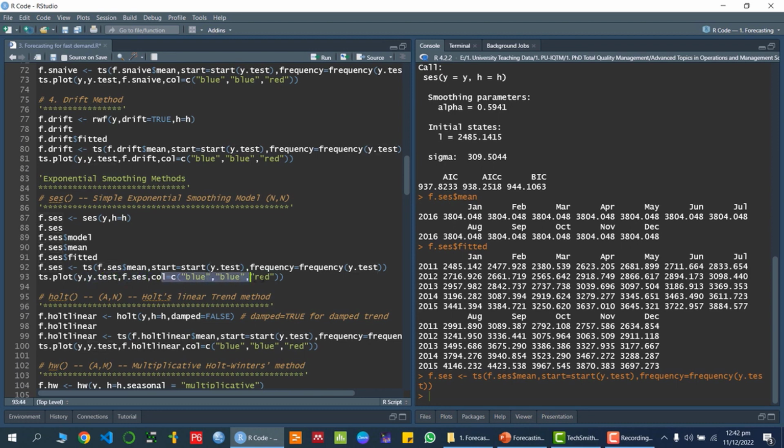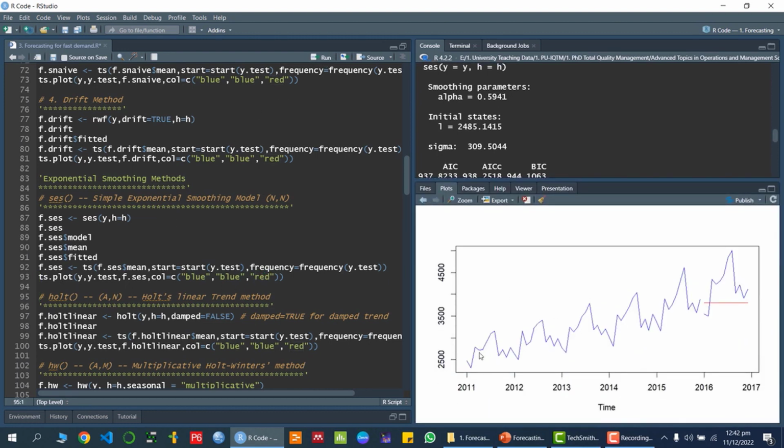Okay, and then I am mentioning that the original data line should be blue color, the test data set should be blue color, and the forecasted value should be in a red color. So if I'm running this one, you can see that this is the original data set, this is the test data set, and these are the forecasted values. So this is how we can get the prediction plot with the help of simple exponential smoothing method.